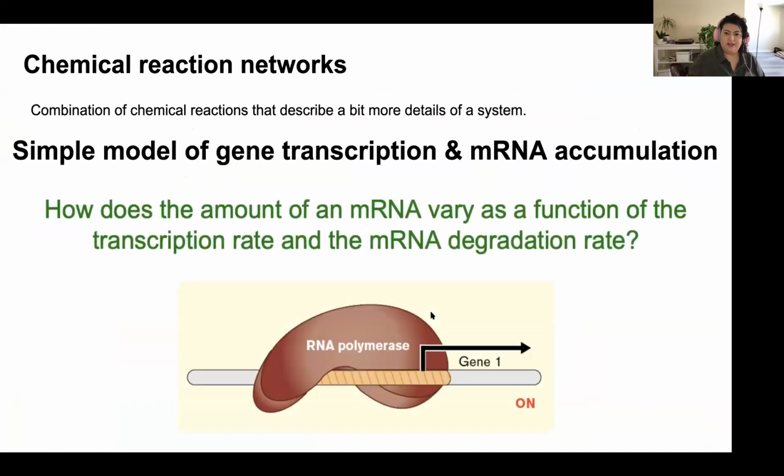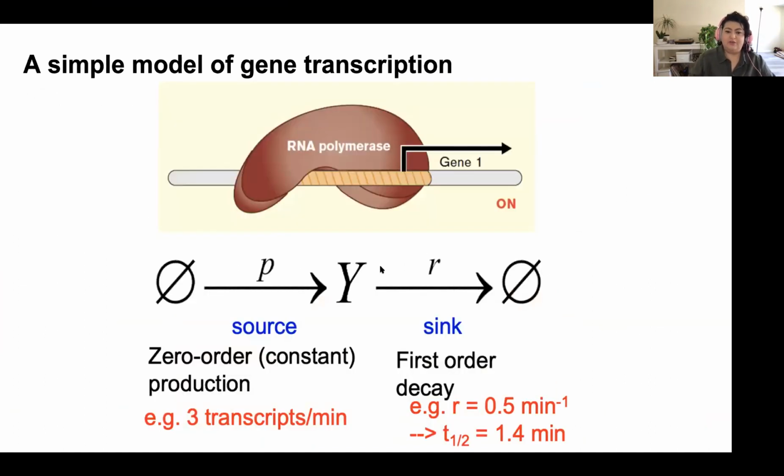Okay, so let's talk about a very simple model of gene transcription and mRNA accumulation. We can ask a little bit more involved questions now that we have the foundation for how we can write a differential equation if we have a chemical reaction. For example, if we wanted to know how the amount of an mRNA varies as a function of the transcription rate and the mRNA degradation rate, which means we have both production and degradation.